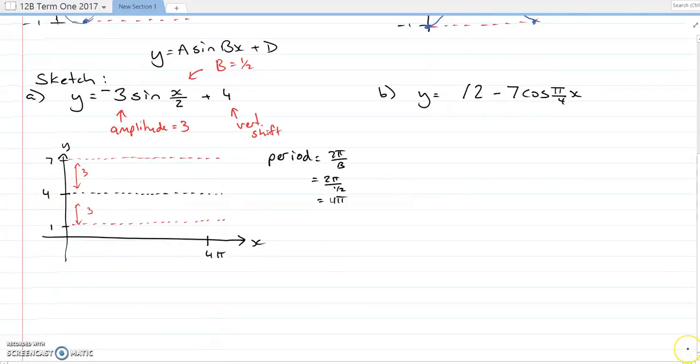That means this one cycle is going to take 4 pi. Now, divide this into 4 sections, so we'll cut it in half first. That's 2 pi. Cut each of those in half, so it's just going to be pi and 3 pi. Alright?